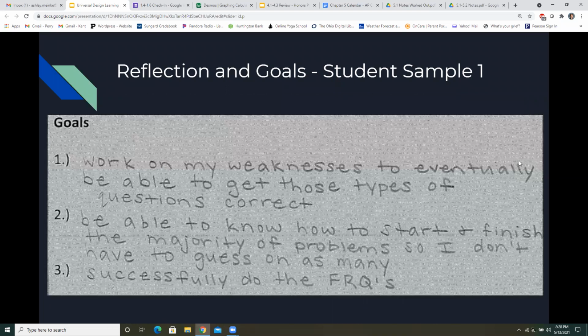And goals: work on their weaknesses, be able to successfully do the free response questions, etc. So they took two of these practice exams and they were able to reflect on both of them.